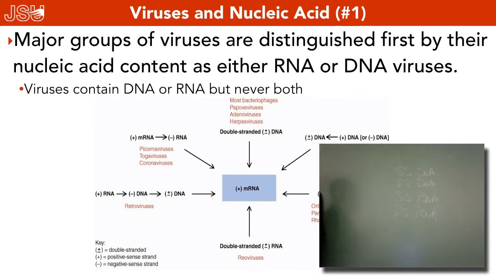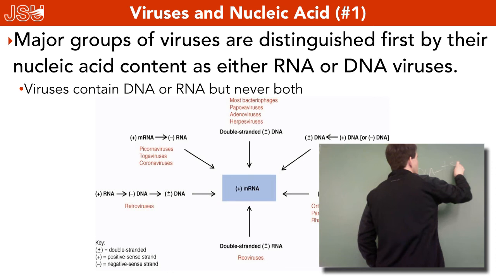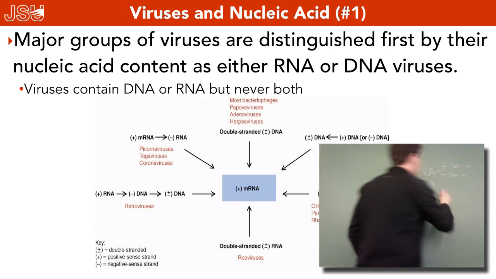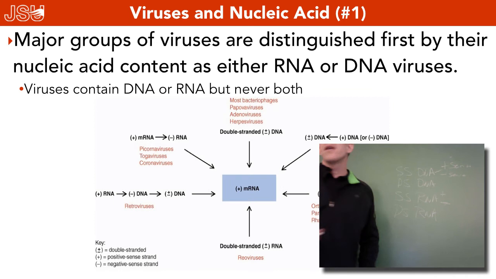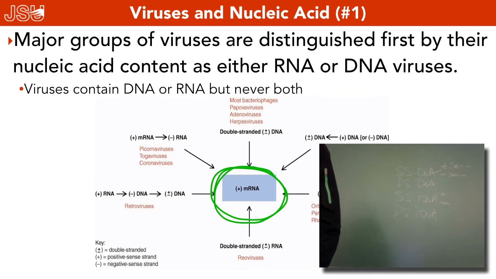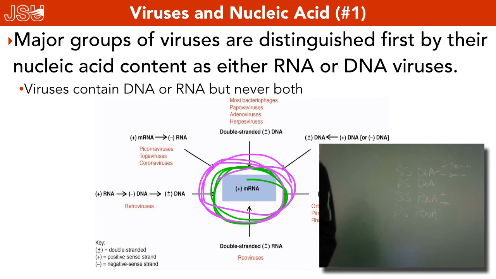And with the single-stranded and double-stranded DNA and RNA, we can actually have what we call positive sense or negative sense. And we'll talk about what that sense means here in the next slide. But in all of these, they're going to positive sense mRNA. All of the different viruses we're going to talk about, they all have one goal. And that one goal is to make positive sense mRNA.